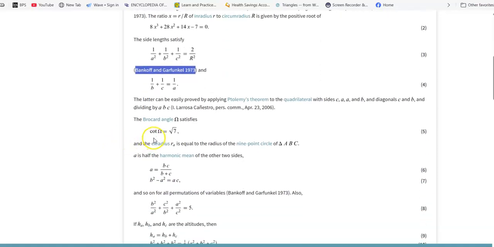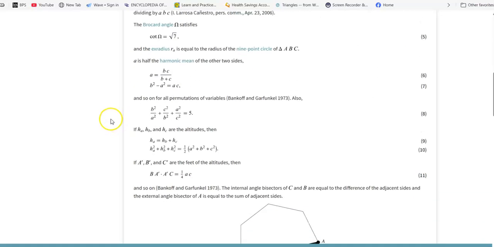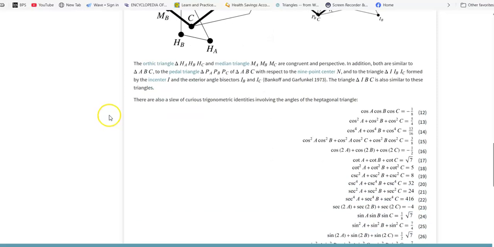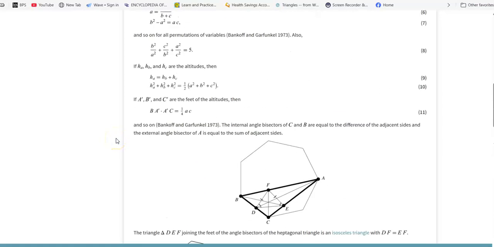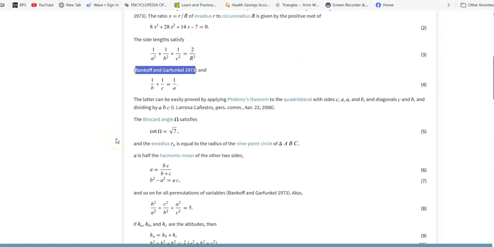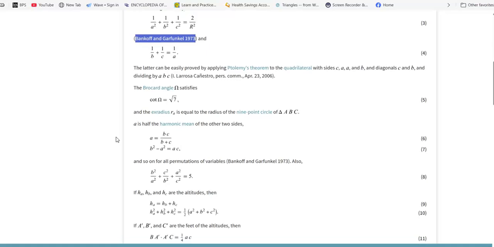The Brocard angle of cotangent omega equals pi over 7. That can be easily shown by going down here to where we get cotangent A plus cotangent B plus cotangent C equals pi over 7. To get the Brocard angle of any triangle, it is the sum of the cotangents of the three angles of the triangle. That might be a proof I can do in a separate video as I bring my channel more to life.